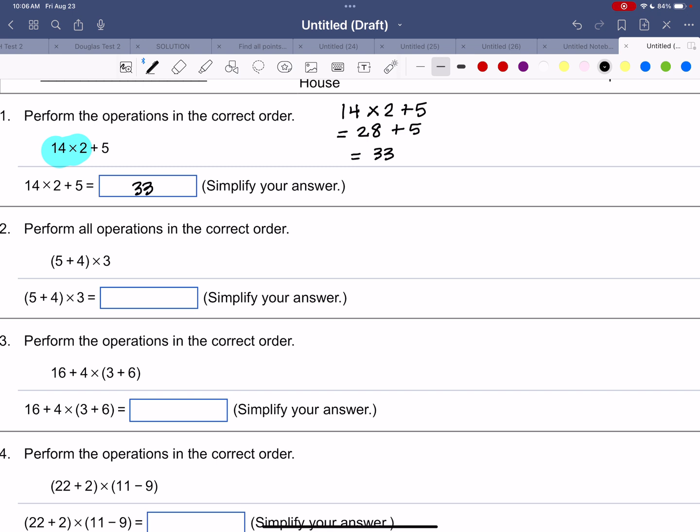Now in number 2, we have addition, multiplication, and parentheses. So remember, parentheses would come first. So I will copy the problem. 5 plus 4 times 3. And I have to do in the parentheses first, 9 times 3. And then I can use my calculator if I need to get 27.